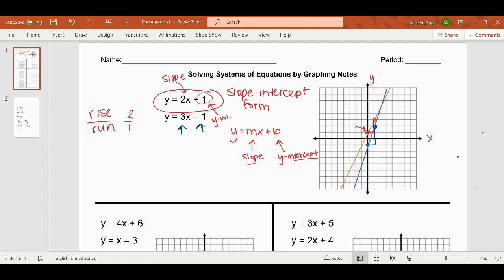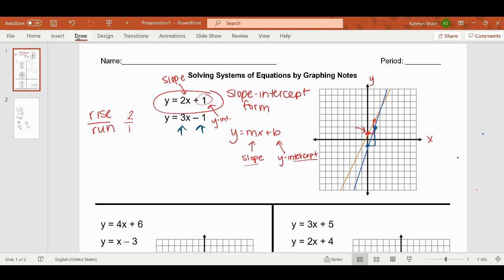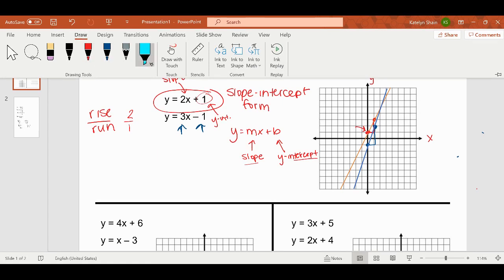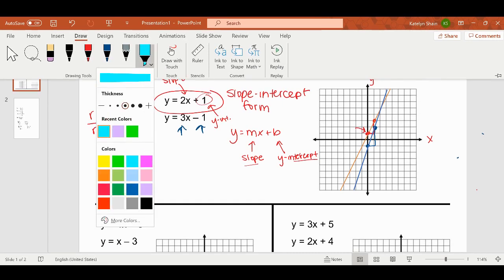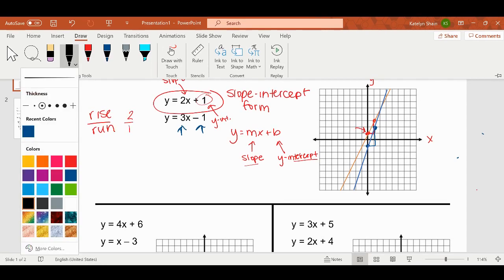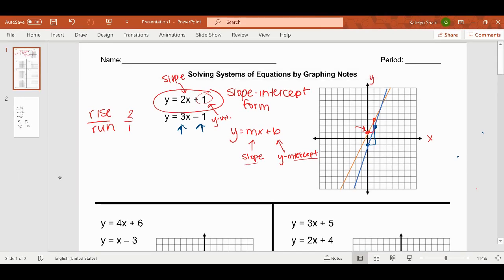Now to find the solution for this system, I have to find the point where the two cross. So I can see that my lines cross right here on that point. So my solution is going to be a coordinate of this point right here. So it's always x, y. So my x value here is going to be 2, and my y value is going to be 5. And that is the solution to my system of equations.